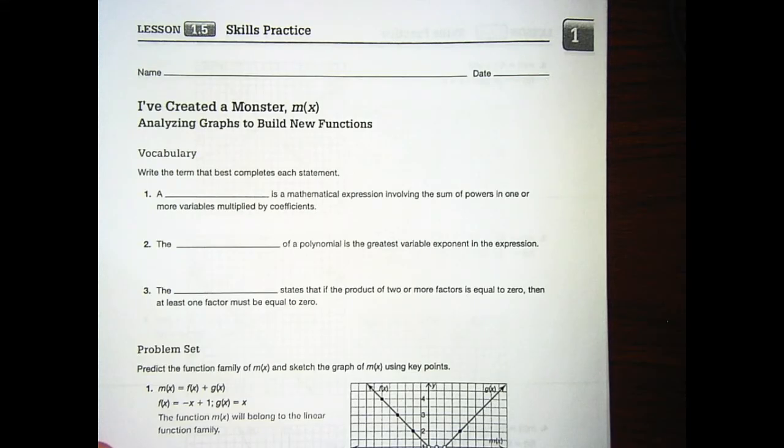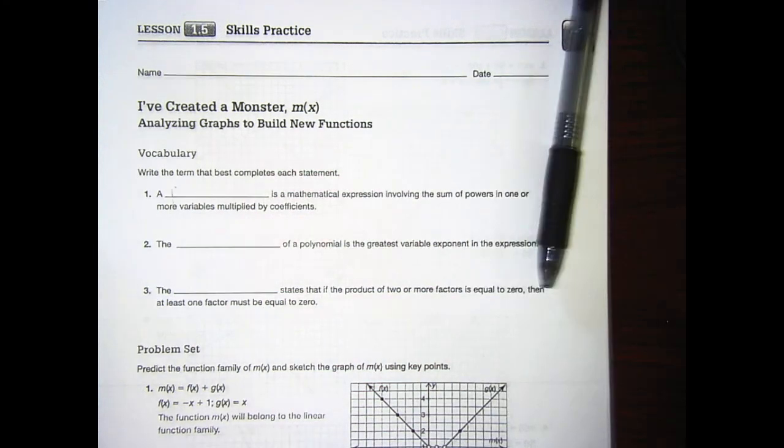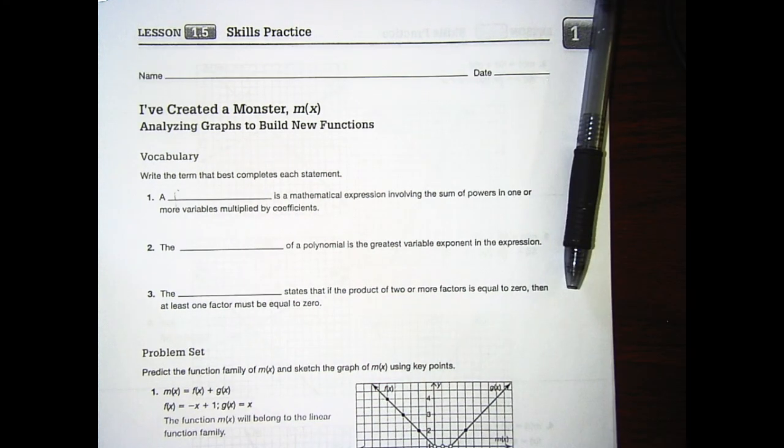A blank is a mathematical expression involving a sum of powers in one or more variables multiplied by coefficients. So the term is polynomial. Polynomial, I'll spell it in a second here.